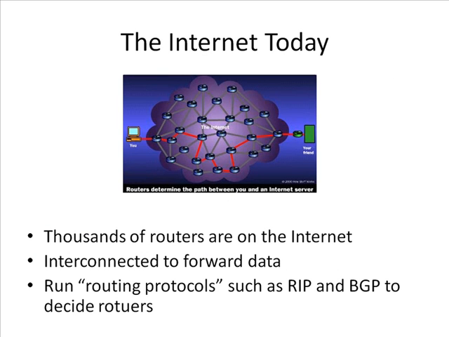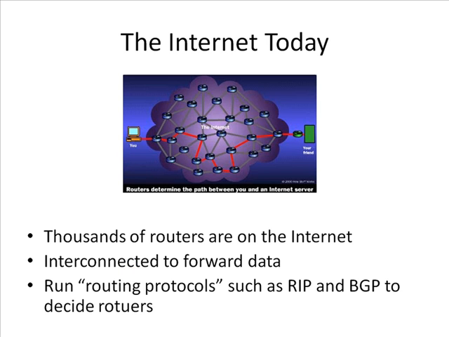So how does the internet today look? This could be you, and here is your friend with whom you're sharing information. The data is going through the internet through a web of hundreds and thousands of routers, using various routing protocols. The exact path your packet takes to the final destination is decided by them. There are thousands of routers on the internet today, and they are interconnected to facilitate data forwarding.